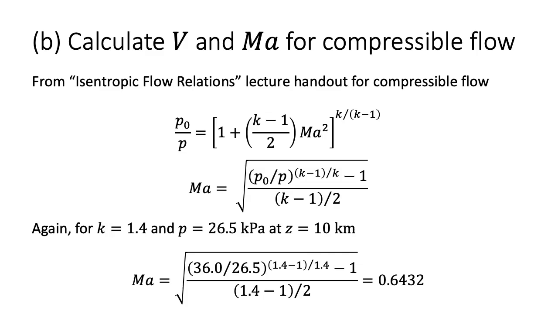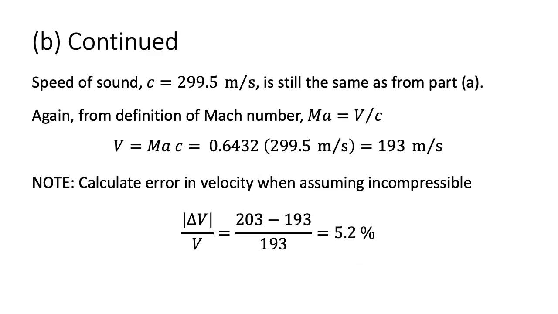incompressible flow. This is as expected because we are well above the cutoff Mach number of 0.3 for modeling a flow as incompressible. Next, to get the velocity, we can multiply our Mach number by the same speed of sound from part A to get 193 meters per second. Again, this is significantly different from our result for velocity for part A. Calculating the percent error, we get about 5%.